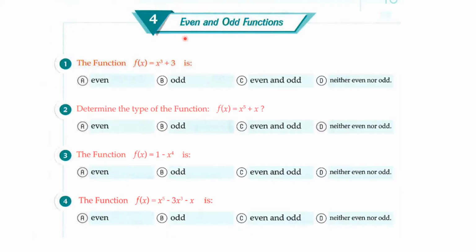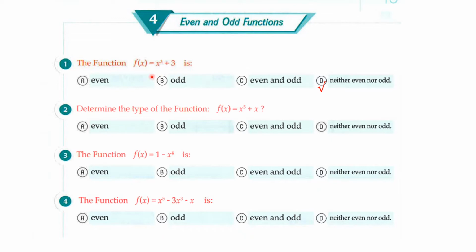Hello everyone, this topic is about even and odd functions. Number 1 says the function f of x equals x cubed plus 3. Is it even, odd, even and odd? There's nothing called even and odd, so just exclude this one, or neither even nor odd. By looking at the function without any steps, I would say this is neither even nor odd.